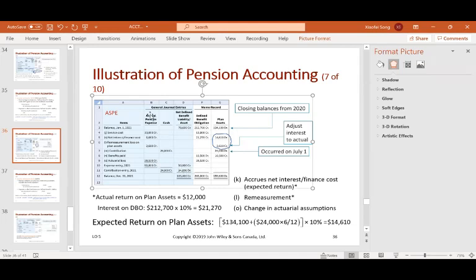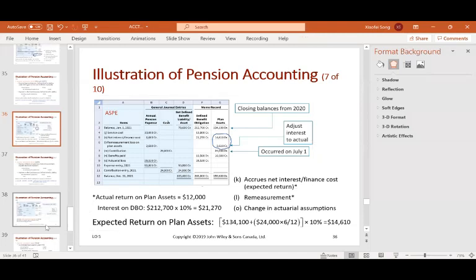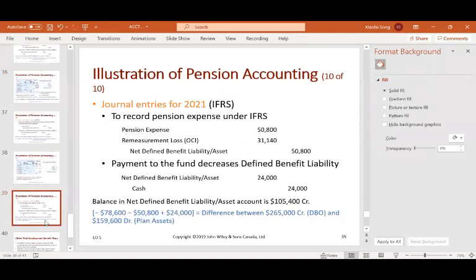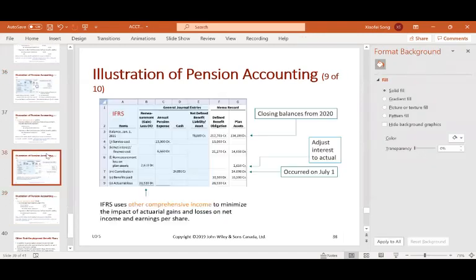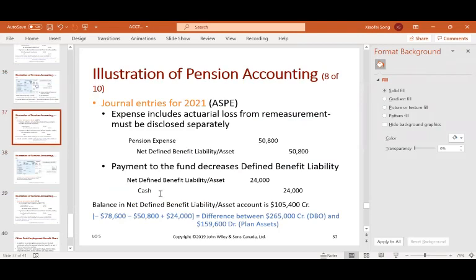And when that's all done, the items after all would form the journal entry. So add all the expense up, 50,800, that needs to be recorded. That cash contribution needs to be recorded. Okay, so that's what would be the journal entry.